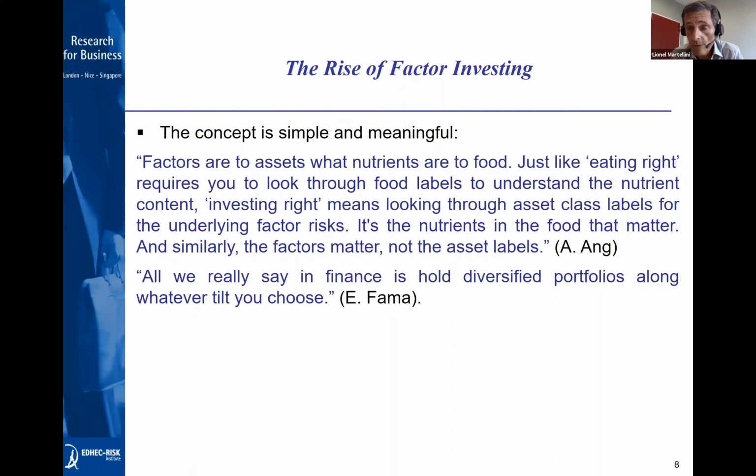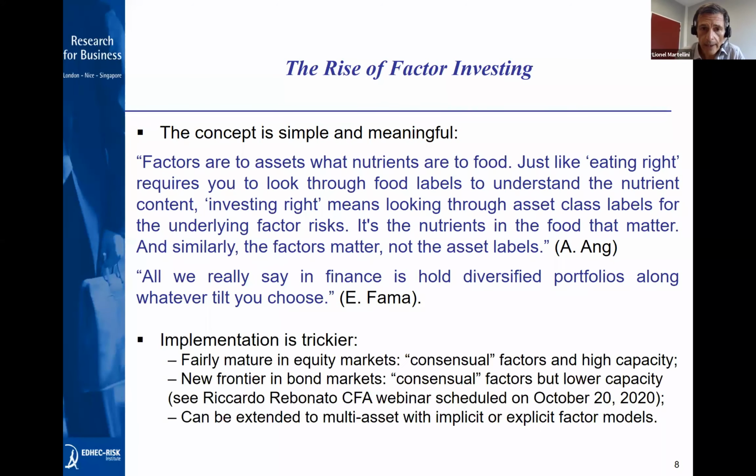Then there's another quote from Eugene Fama, Nobel Prize-winning economist for his work in finance, a lot of different contributions. But here is what he says. It's very simple. All we really say in finance is hold diversified portfolios, along whatever tilt that you choose. And by tilt, what he actually means is along any factor exposure that you choose. So it's a very simple prescription that says, pick one or several factor exposures and then try and diversify away whatever is not rewarded when trying to harvest those factor exposures.